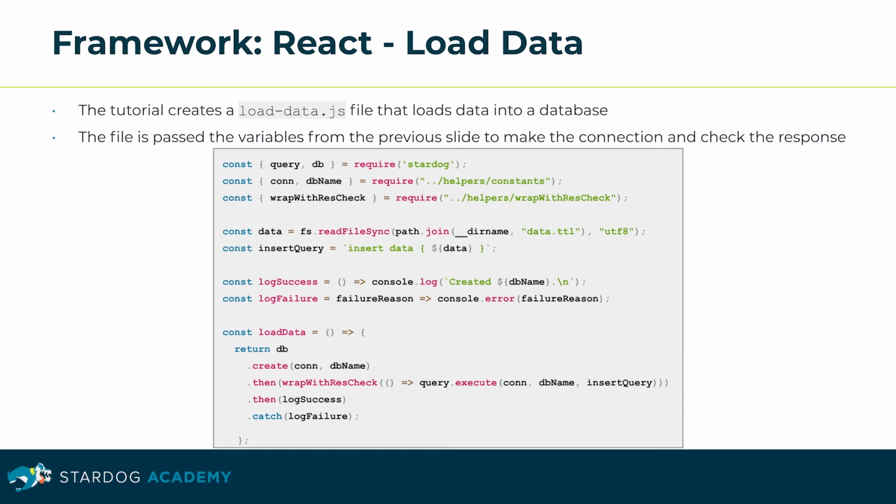The query is created. We create a log successful and a log failure constant. And when we go to load the database, we call the create method, passing in the connection and the database name. Then we check the response of the query.execute command that also passes in the connection, the db name, and the query to run. If it's successful, we log the log successful constant. If it is a failure, we catch the log failure.